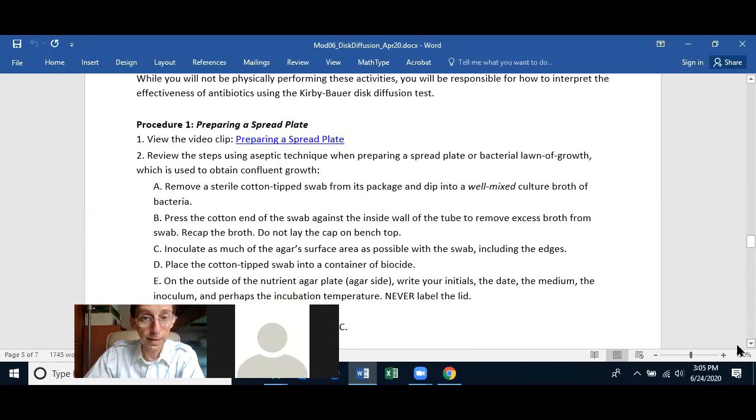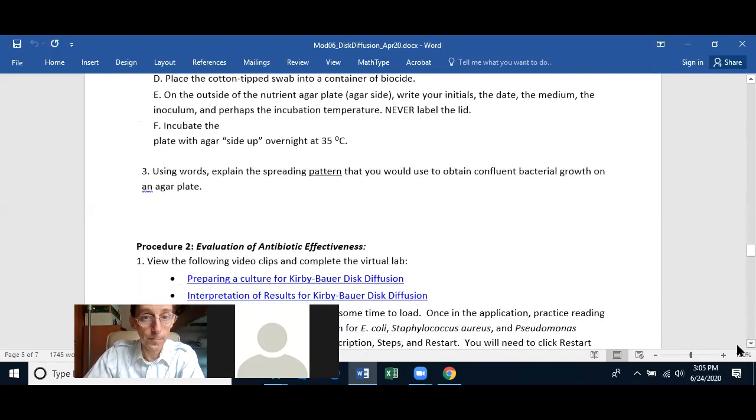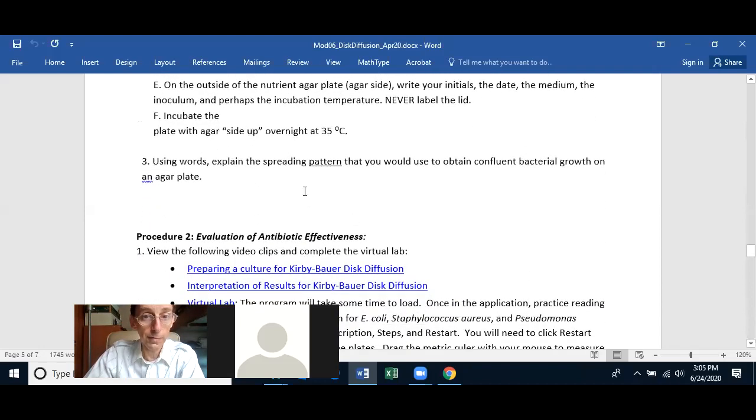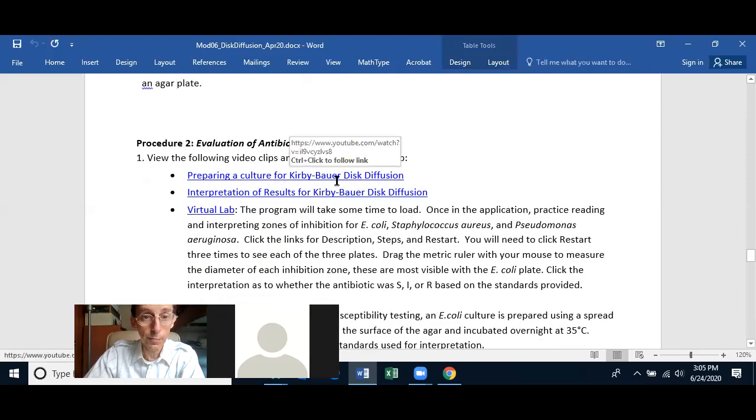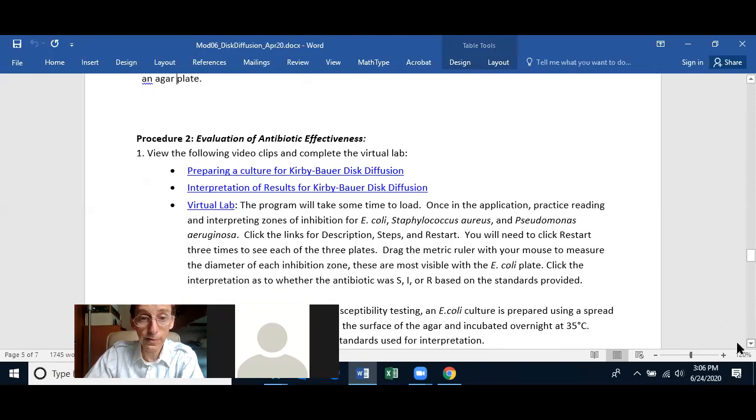I don't think I'll talk about that. You can read about that. And then use words to explain the spreading pattern that we'd use to obtain confluent bacterial growth on an agar plate. Then you're going to be looking at the evaluation of antibiotic effectiveness. You will be looking at two videos: preparing a culture for Kirby-Bauer disc diffusion, and interpretation of the results of a Kirby-Bauer disc diffusion test. And then you'll be doing the virtual lab of the Kirby-Bauer test. Any question about any of that?